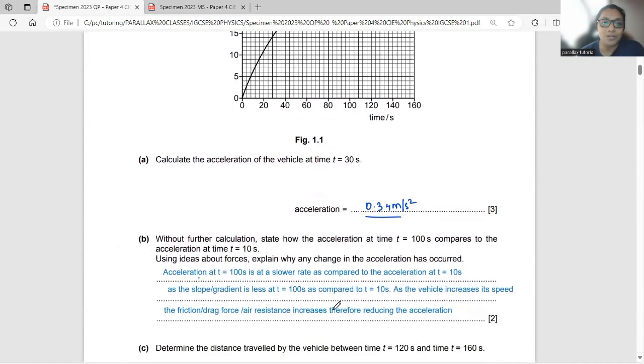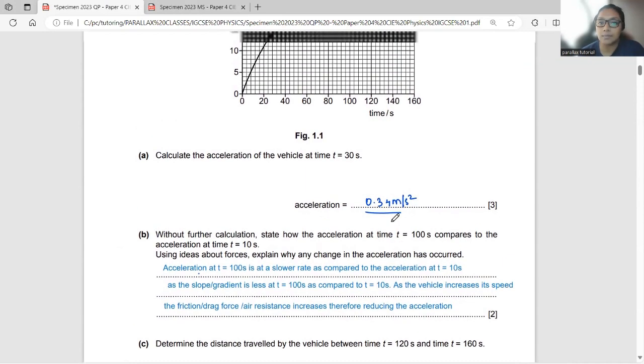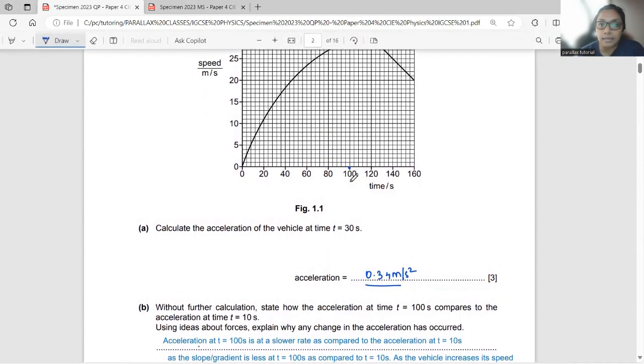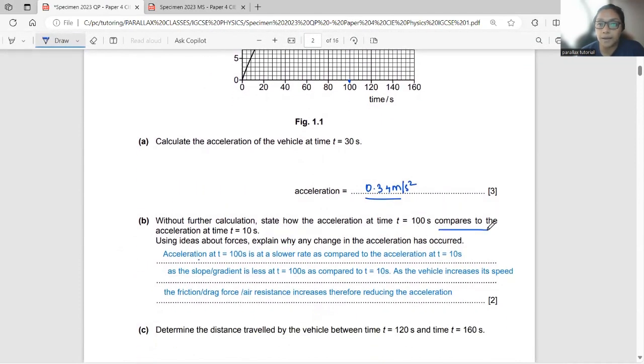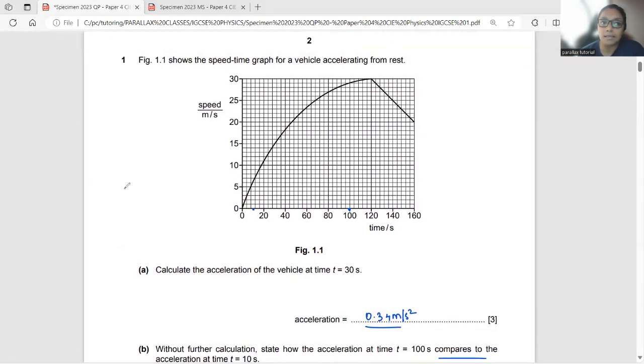Well, let's move on to the next question now. Without further calculation, state how the acceleration at time t, which is 100 seconds, look at this, compares to the acceleration at the time t, which is 10 seconds. So what does the question ask us to do? The question is asking us to see and compare the acceleration at these two time intervals. Let's have a look at the problem first. What's going on over here?